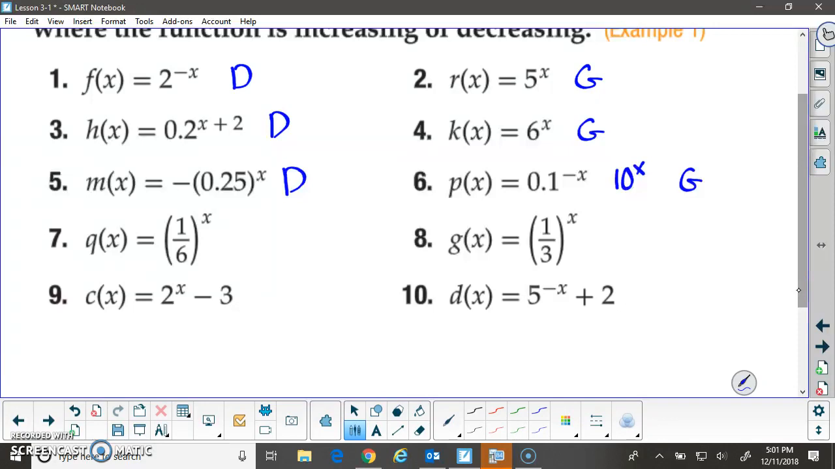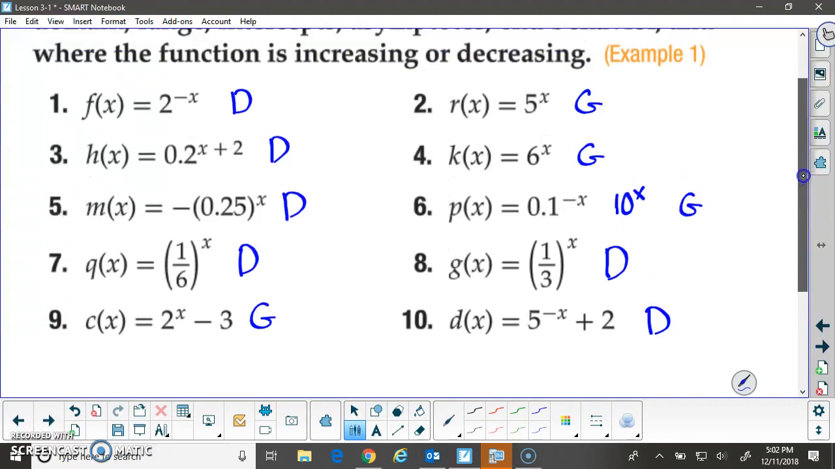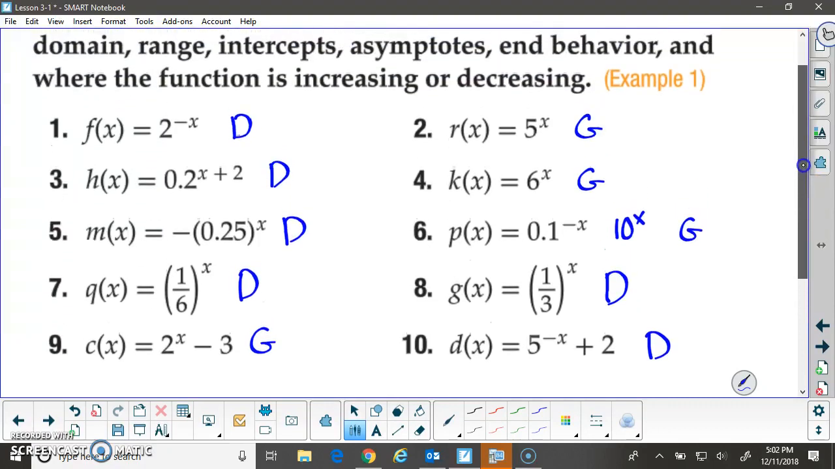Number 7 has a base value of 1/6, therefore that is decay. Number 8 has a base value of 1/3, therefore that is also decay. Number 9 has a base value of 2, so that is growth. And number 10 has a base value of 1/5, and so that is decay. So hopefully you can tell by looking at the base value whether it's growth or decay.